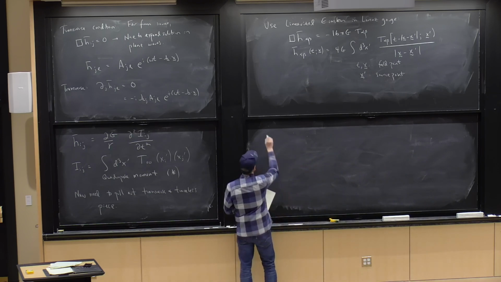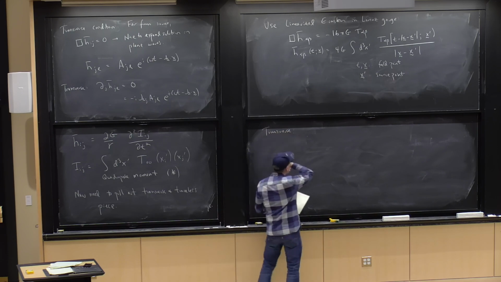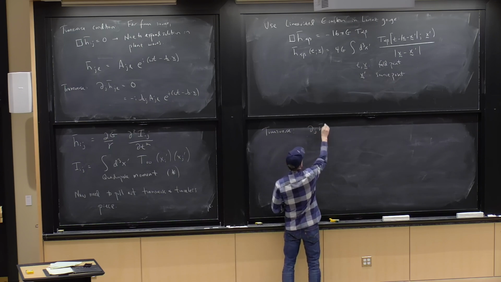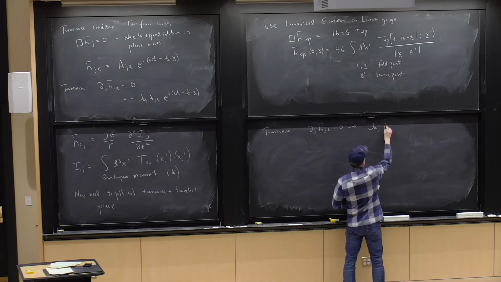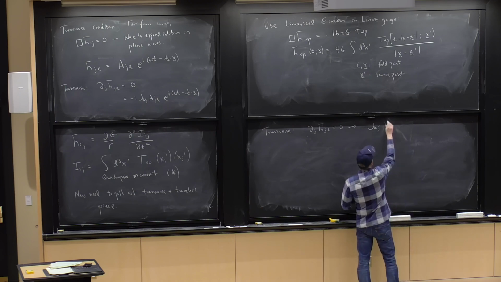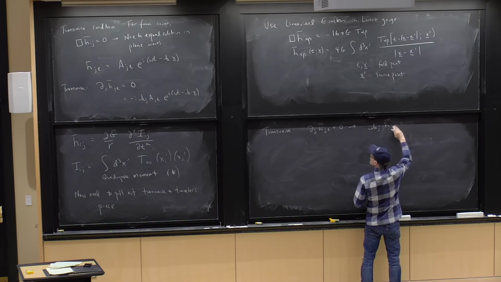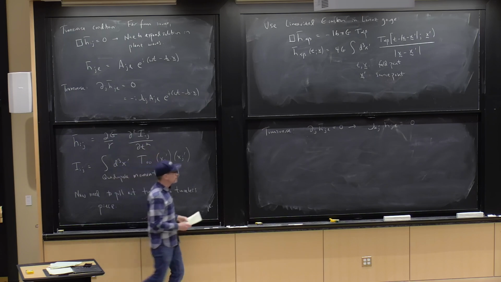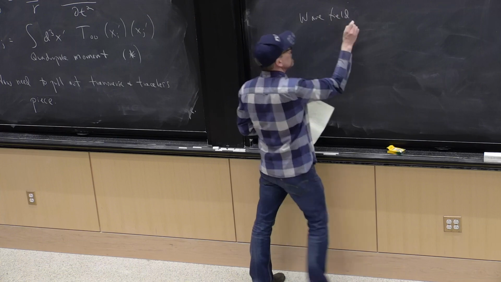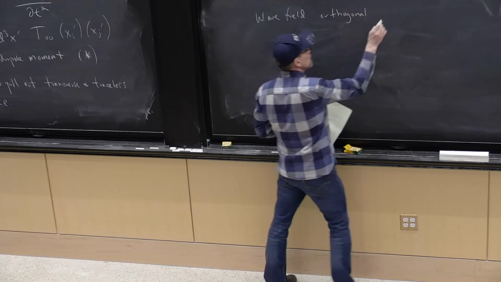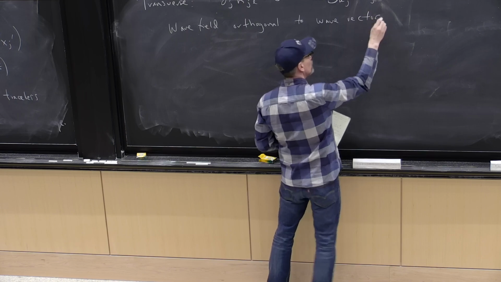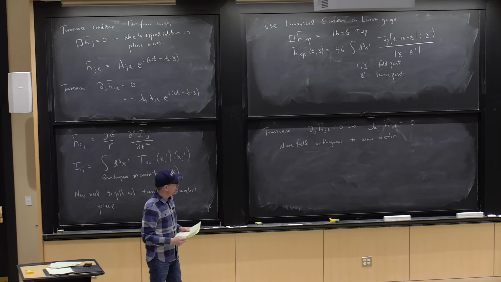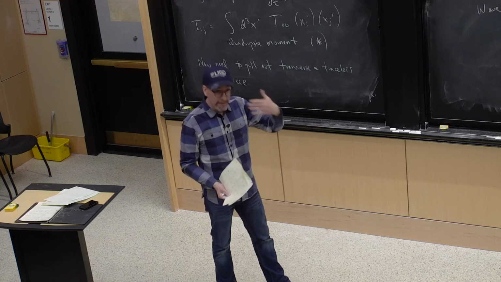The transverse condition boils down to saying that kj contracted on the wave field is equal to 0. In other words, the wave field is orthogonal to the wave vector. If you have studied electrodynamics, this should be familiar to you. It's exactly the same as the idea that when I have an electromagnetic wave, my E field and my B field are orthogonal to the direction of propagation.